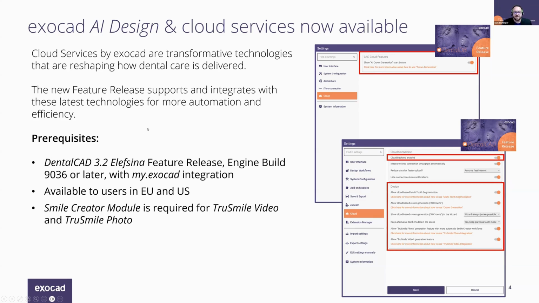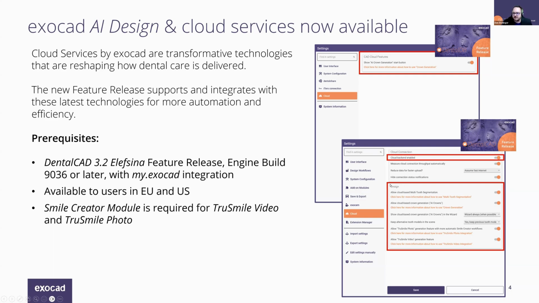Then once you're in the DentalCAD app, the actual design software, you'll go to your tools, settings, and then you're going to see a cloud tab on the settings user interface. The first thing you're going to have to do is turn your cloud backend enabled. So you're going to toggle that switch towards the right, and you see it's orange. That's basically allowing your PC to talk to our secure cloud service.